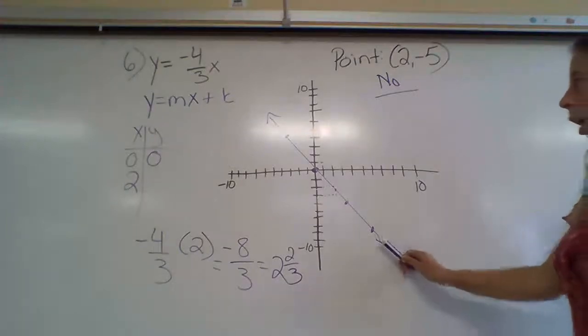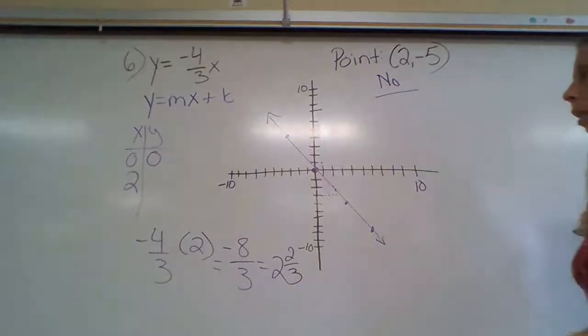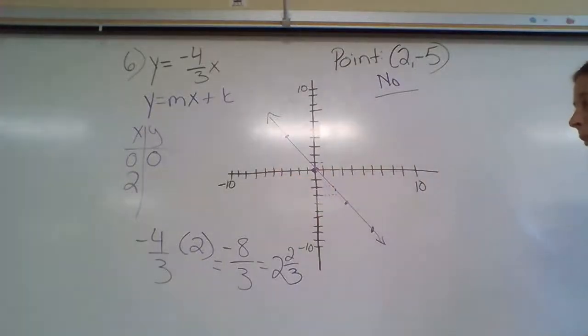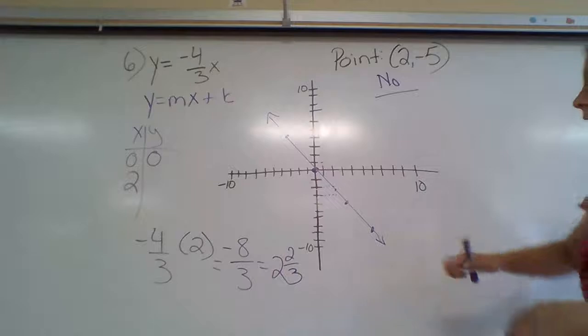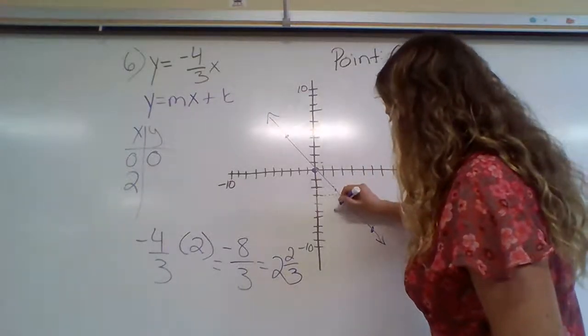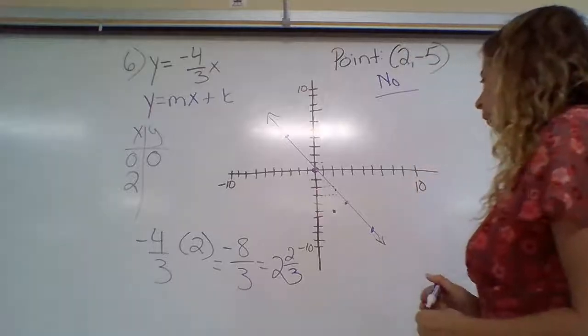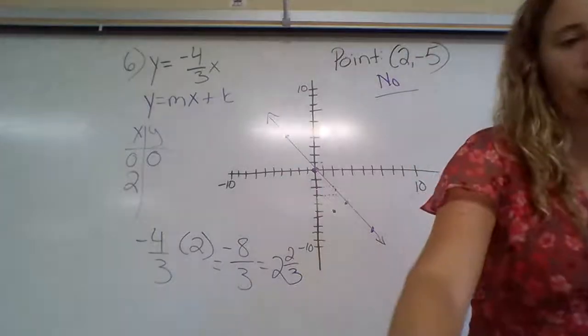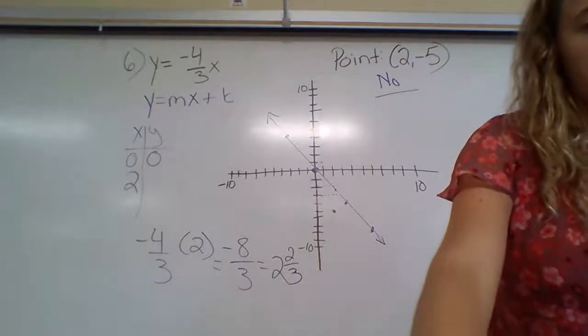So if the point is on your line, it's a solution. If it's in your table, it's a solution. This one is not. The 2, -5 would have been like right there, and that is not on our line. No, it is not. Okay, let me pause. We're going to move on to different types of homework problems.